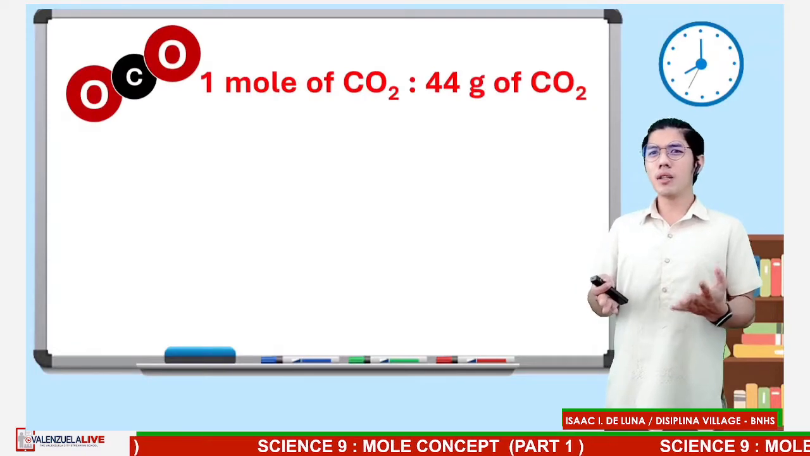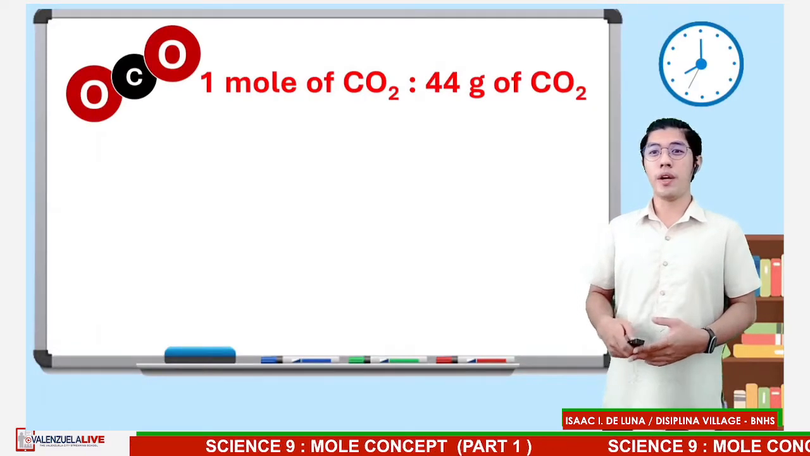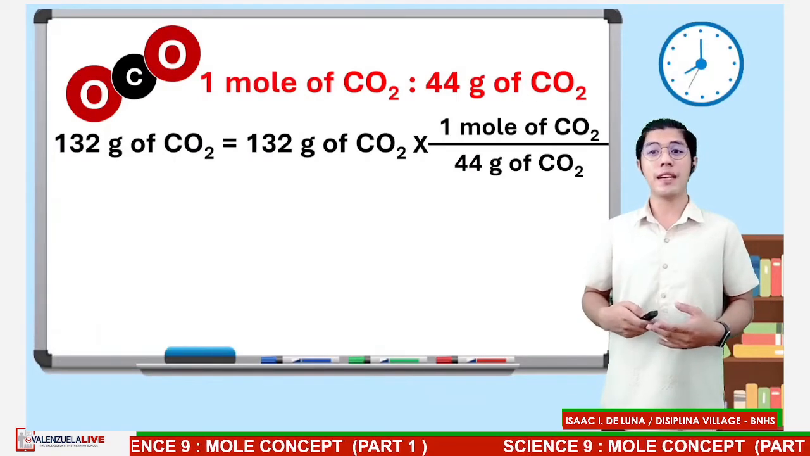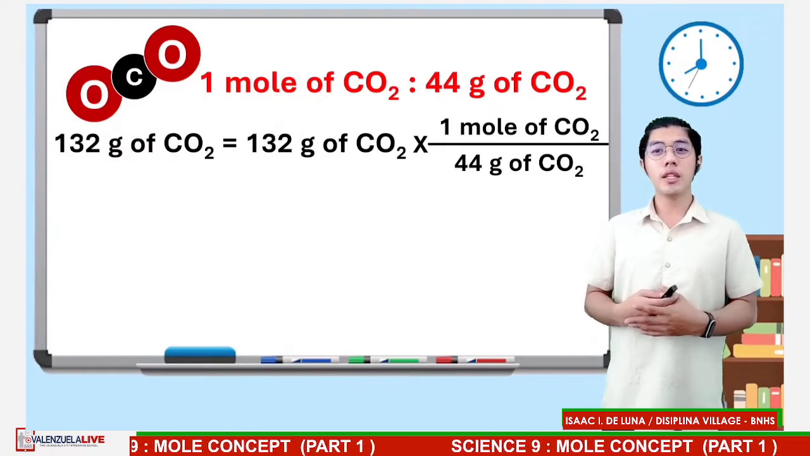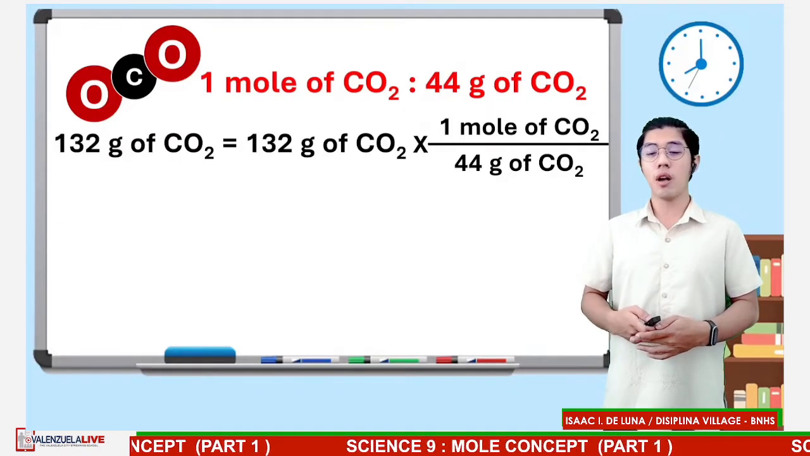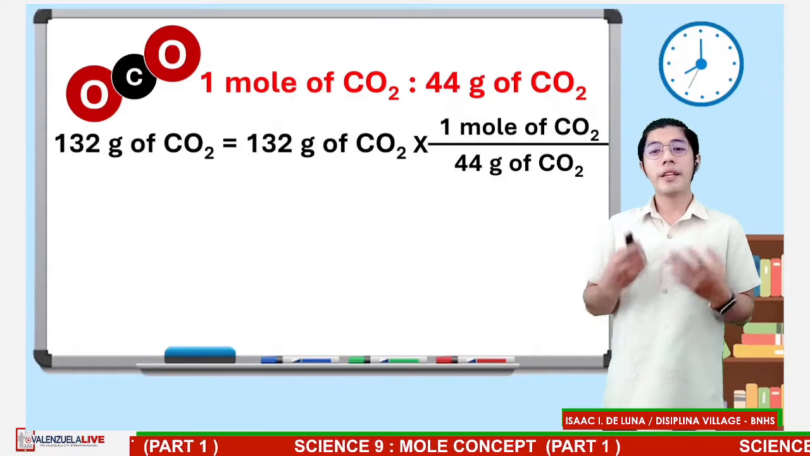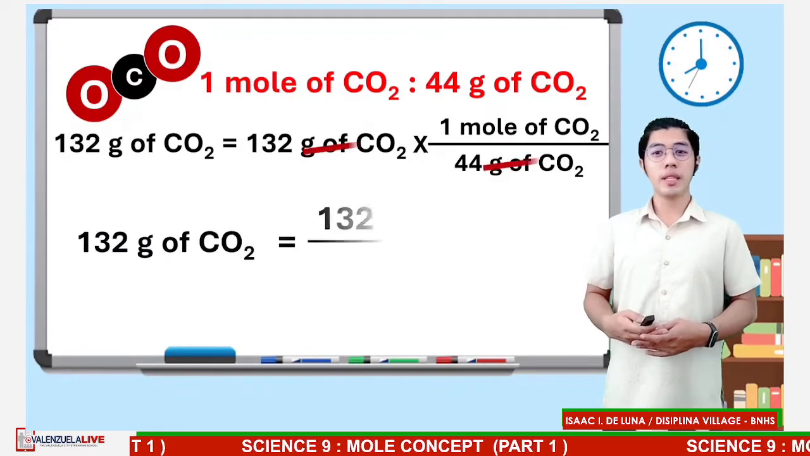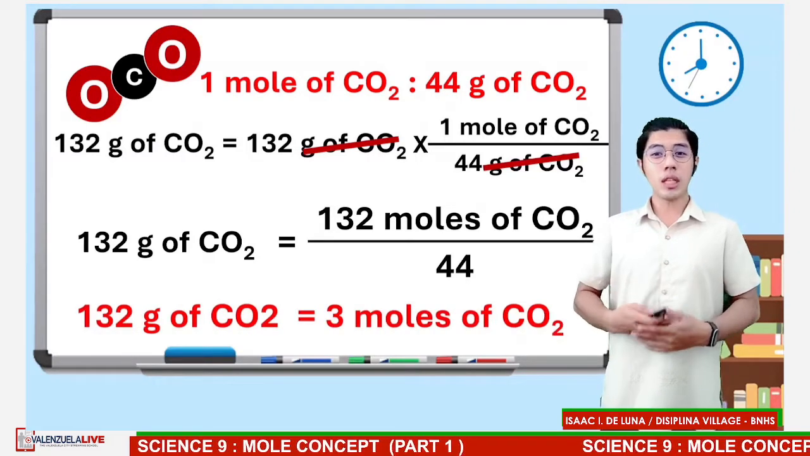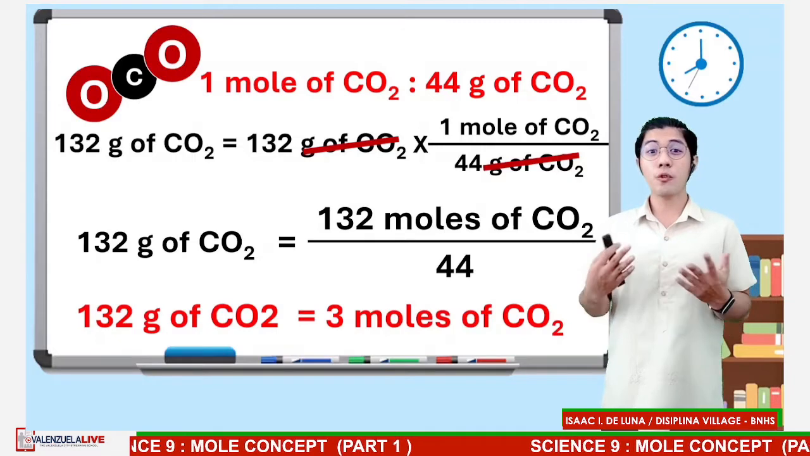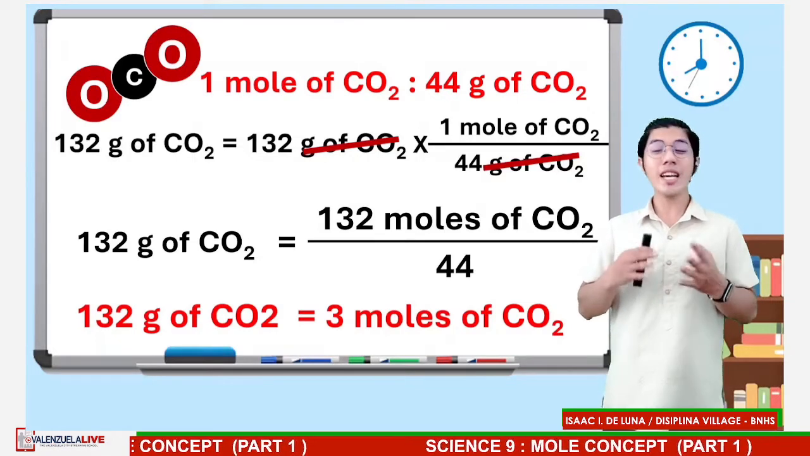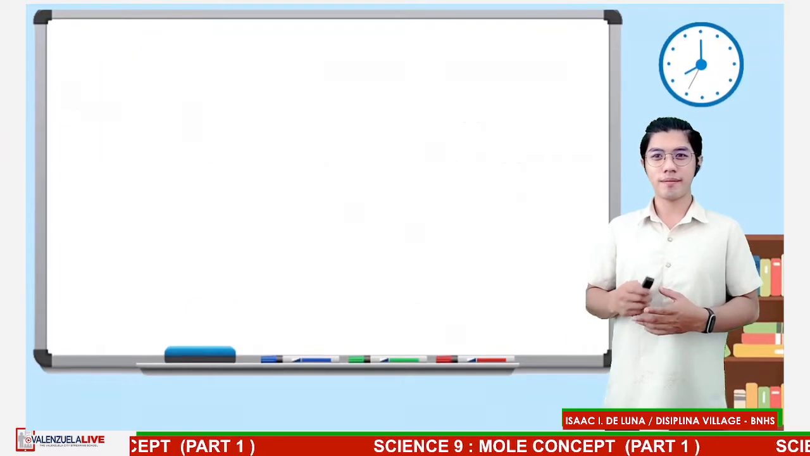Now, let's take a look at how we come up with this answer. The steps are also similar to what we have done before. First is to multiply the mass of the substance by the appropriate conversion factor. For this one, we will use the conversion factor 1 mole of CO2 per 44 grams of CO2. By carrying out this computation, we will get 132 grams of CO2 equal to 3 moles of CO2 as the final answer. Excellent, grade 9 students! You really have learned a lot today.